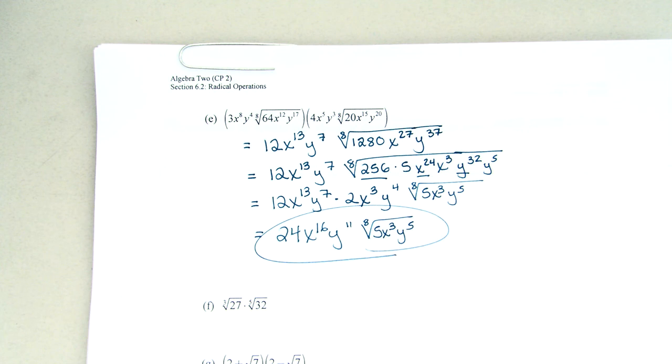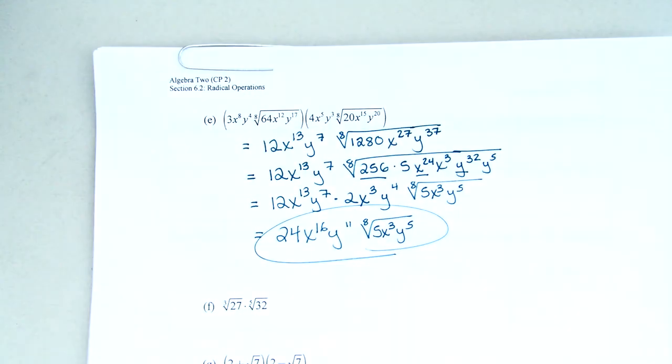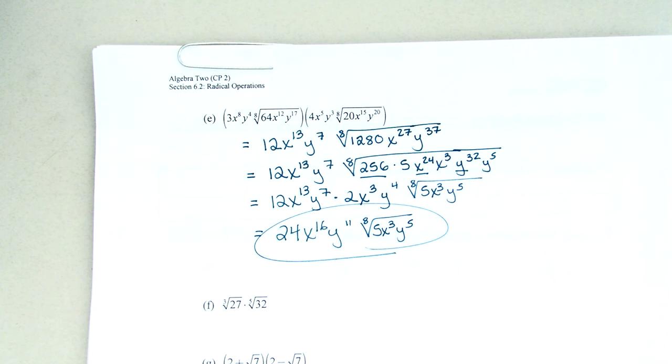What your quiz on Wednesday will be is I'll just give you something like this and ask you to go do your simplifying. I'll give you the thing already set. You just simplify, no multiplying.